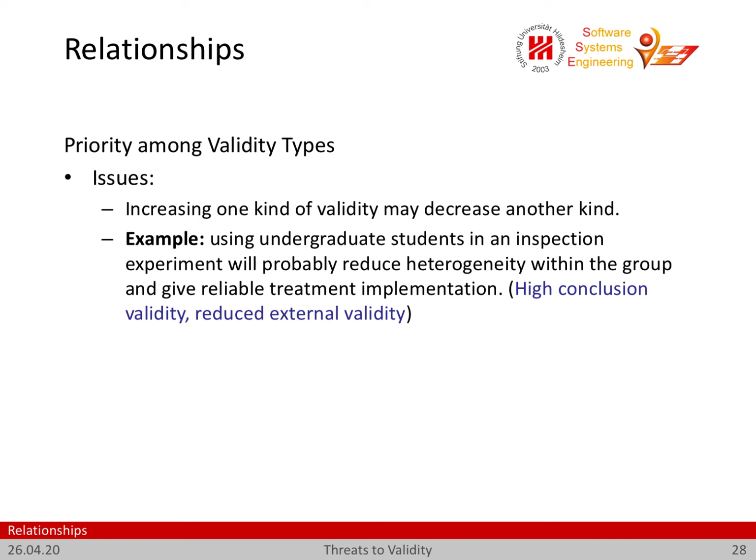In particular, increasing one kind of validity may decrease another kind. An example would be the use of undergraduate students in an inspection experiment. It will probably reduce heterogeneity within the group and give a reliable treatment implementation. This may lead to a high conclusion validity, but as I said earlier, it may also lead to reduced external validity, meaning it's not as obvious, at least, that any results from such an experiment will also translate to non-undergraduate, meaning graduate students, or to professional developers.